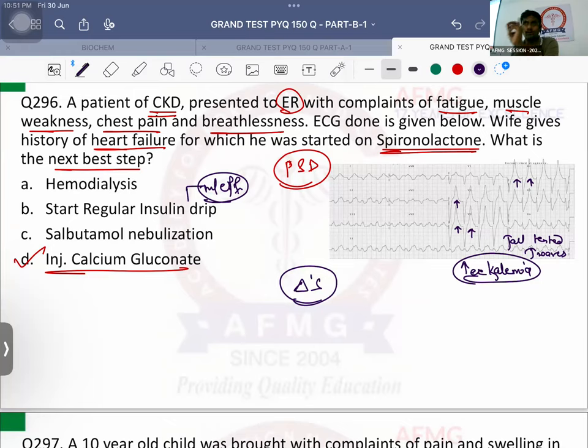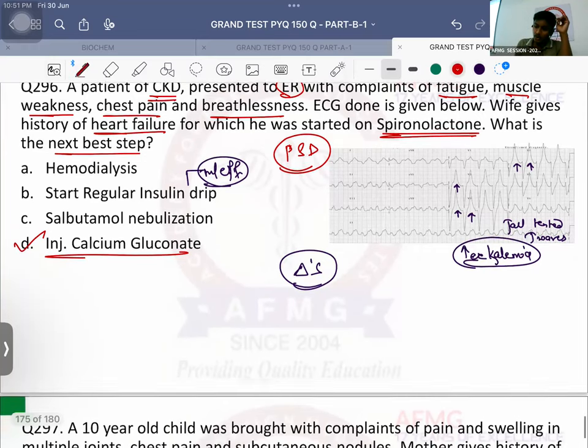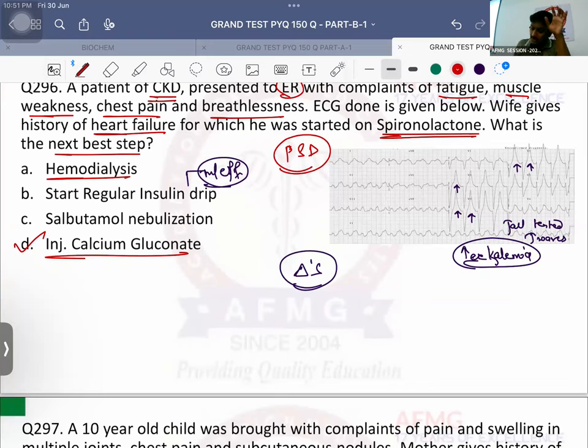The drug that decreases potassium is insulin. IV regular insulin can be given to the patient, which will send the potassium inside the cell, decreasing its level inside the blood. The most effective technique is hemodialysis. And salbutamol nebulization can be given along with insulin; that also has the same mechanism.